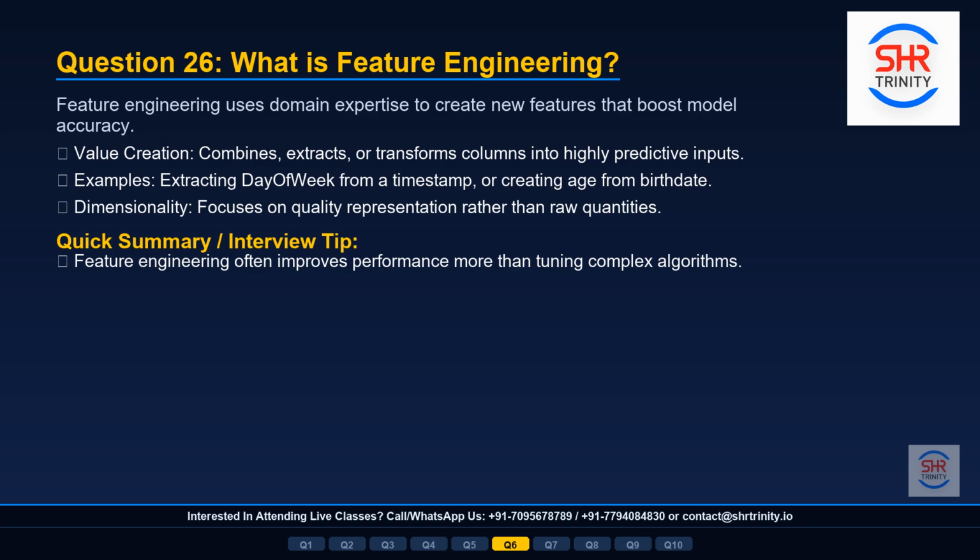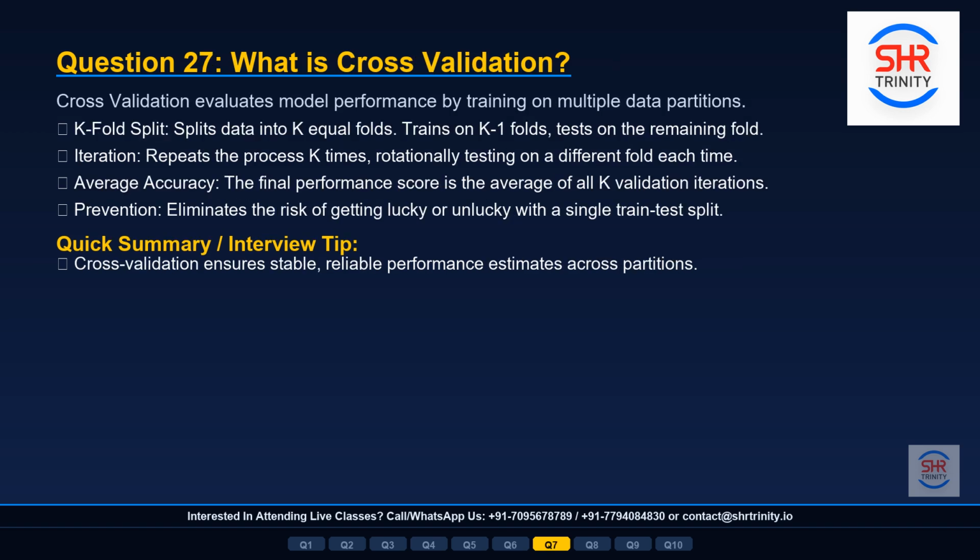Question 27. What is cross-validation? If we evaluate our model's performance on just a single train-test split, the score can be misleading. We might get lucky and get a high score simply because the test set was exceptionally easy, or get unlucky with a difficult split. Cross-validation is a statistical method used to obtain a much more stable and reliable estimate of model performance. The most common technique is k-fold cross-validation.